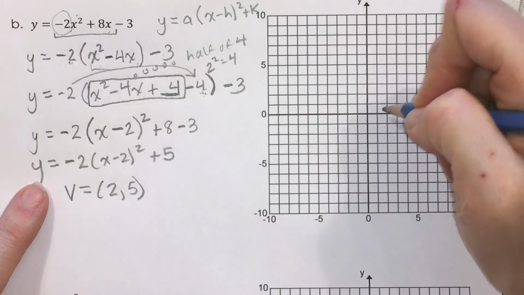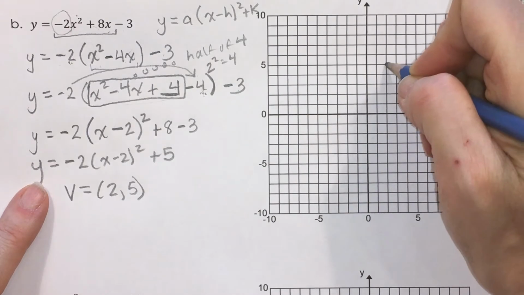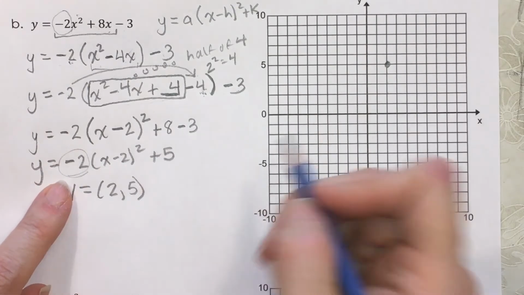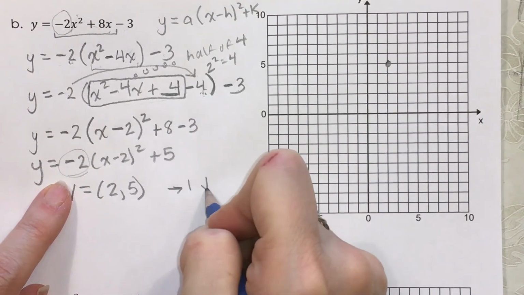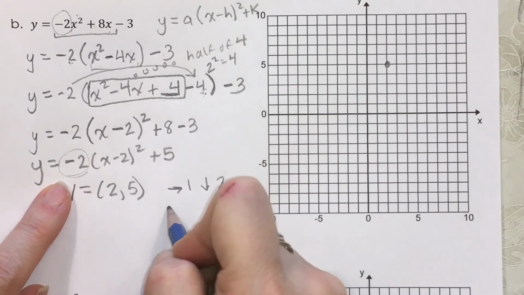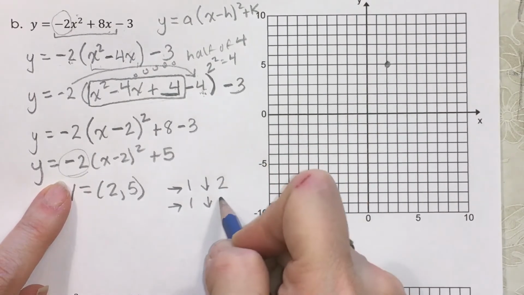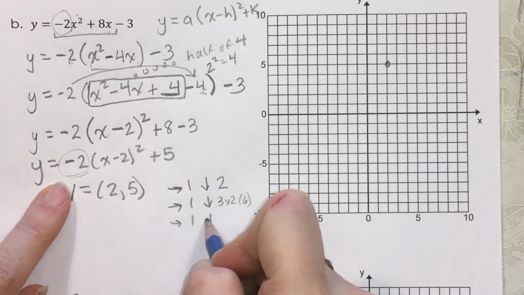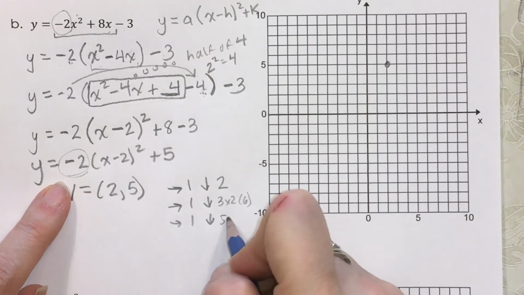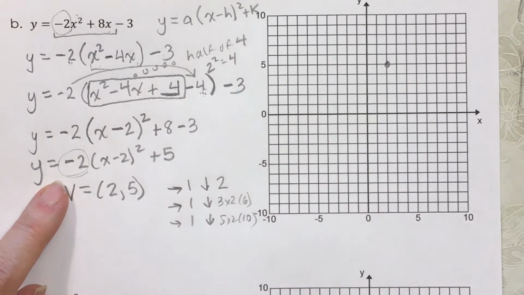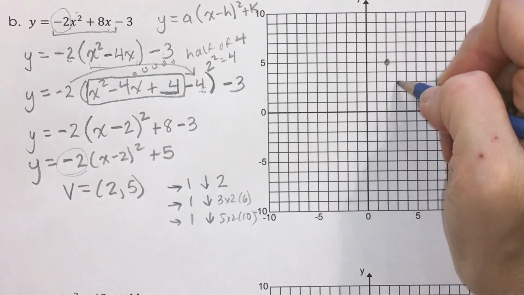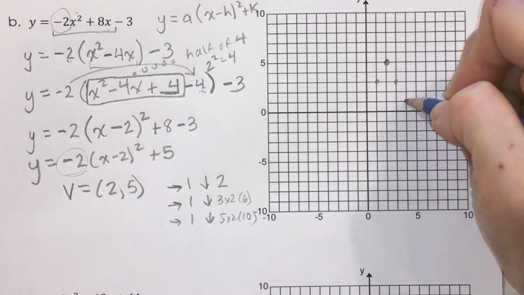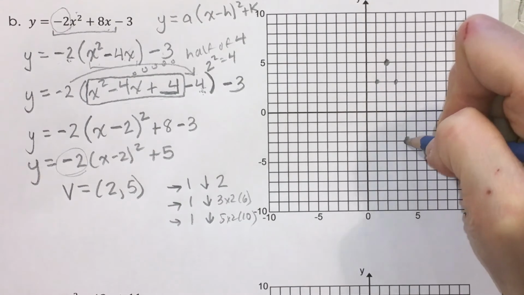So I could plot that. But this time my step number is negative 2. Which means I would go over 1 down 1 times 2, which is 2, over 1 down 3 times 2, which is 6, over 1 down 5 times 2, which is 10. See what we can fit on here. So over 1 down 2, over 1 down 1, 2, 3, 4, 5, 6.